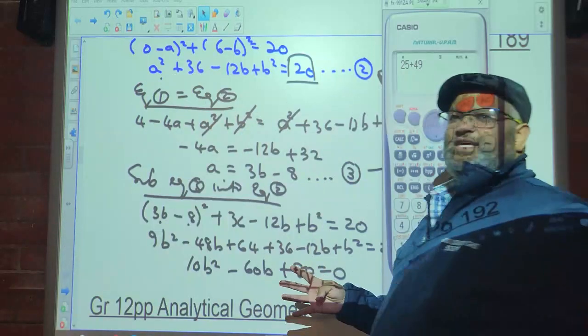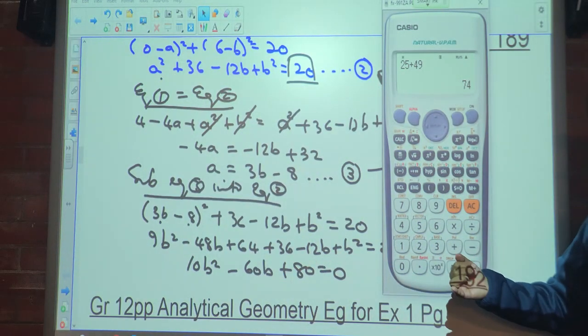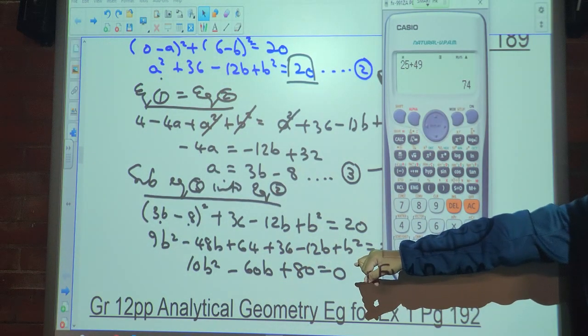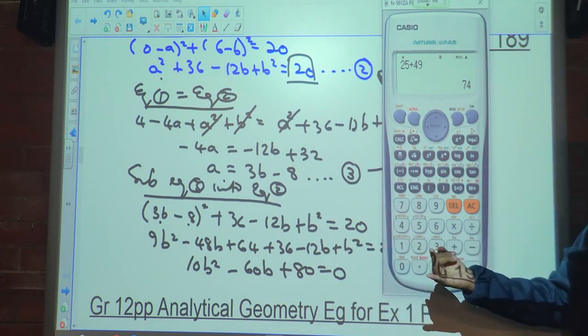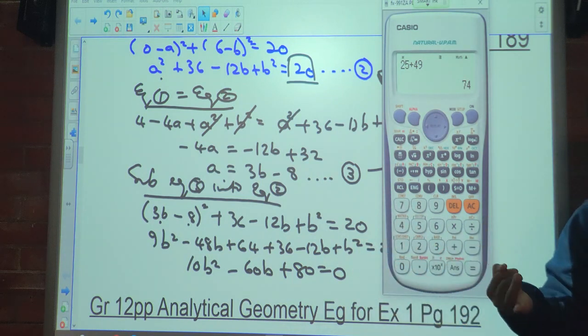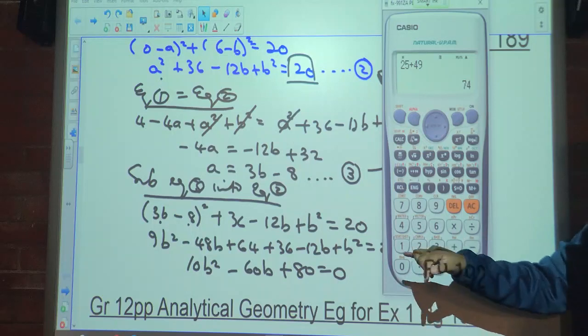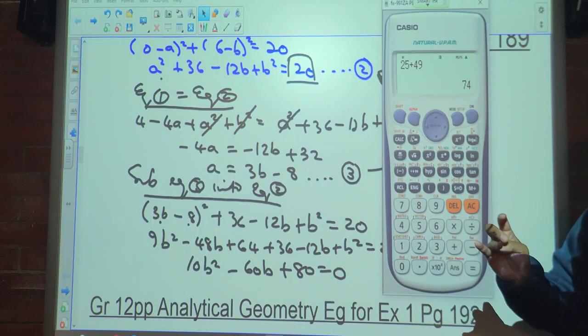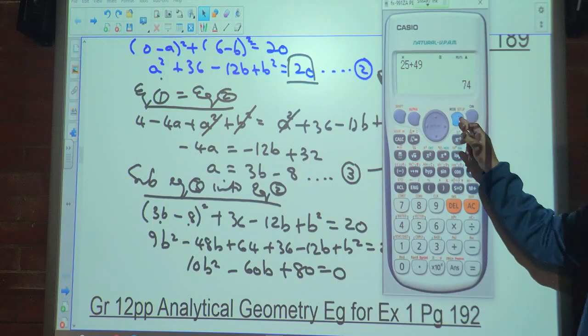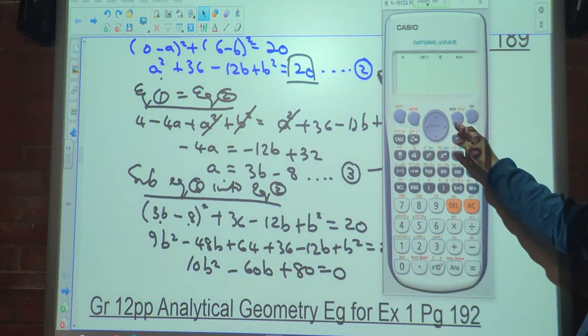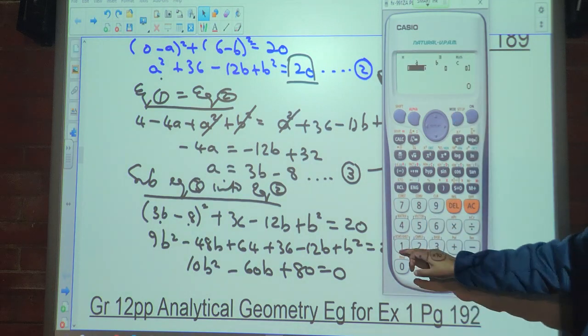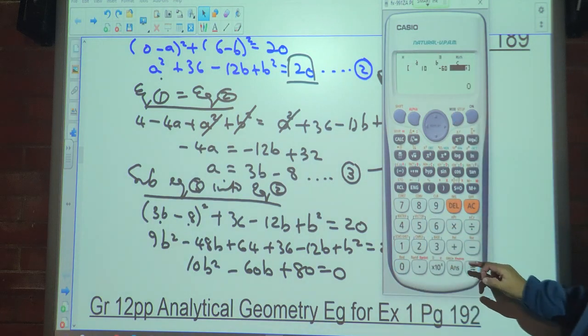Then, there's one of four ways I can do this. I can use your factors, where I would have divided by 10. Sorry, that was a trinomial. Or completing the square, the quadratic formula, or I can use this calculator here. Okay, so it's going to be 10, negative 60, and 80.